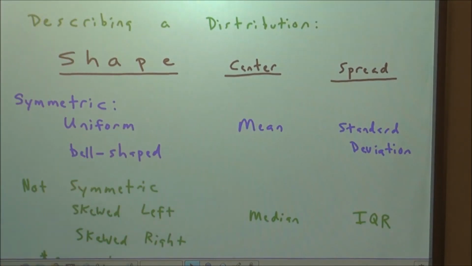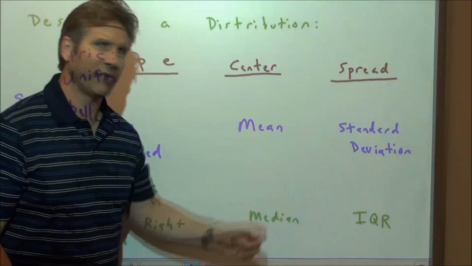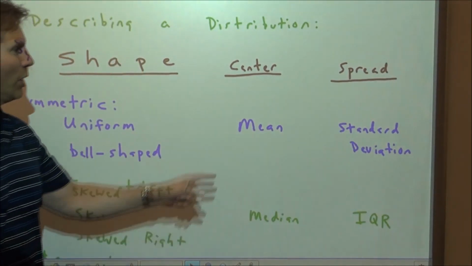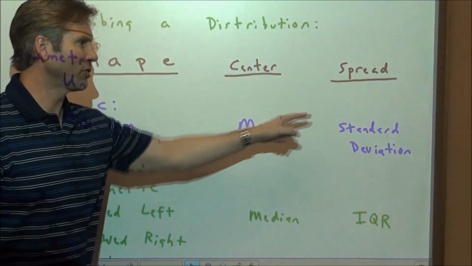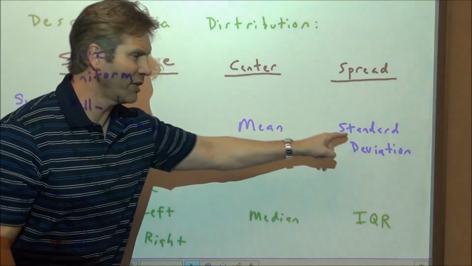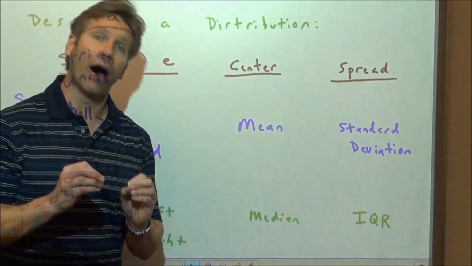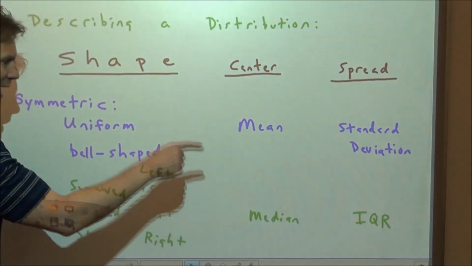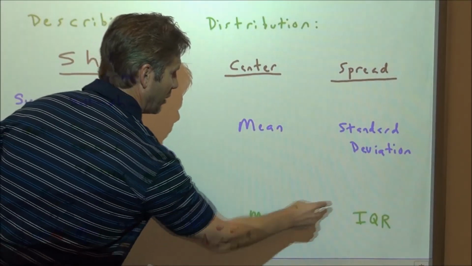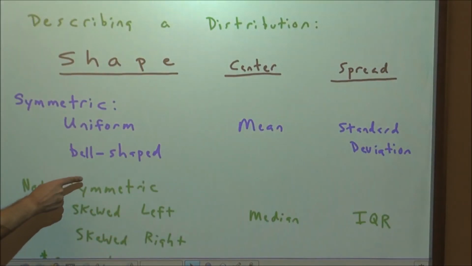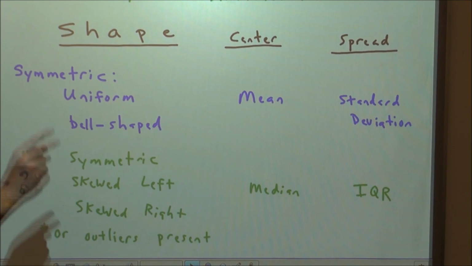If it's not symmetric, we can't report the mean and standard deviation because extreme scores will drastically affect those guys right there. They are not resistant to extreme scores. The median and the IQR are resistant to extreme scores. That is why those are what we use for center and spread if it's either not a symmetric distribution or if outliers are present. So there it is: shape, center, and spread, describing distributions.